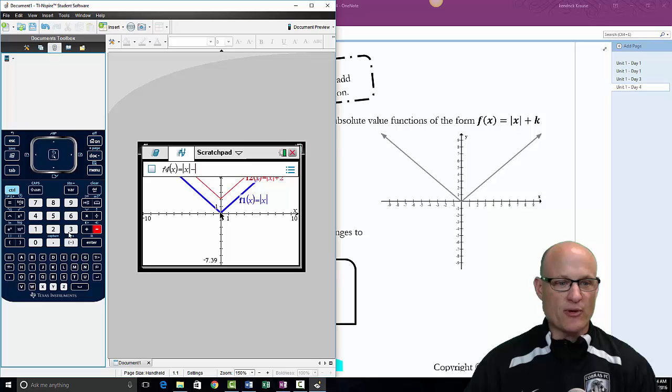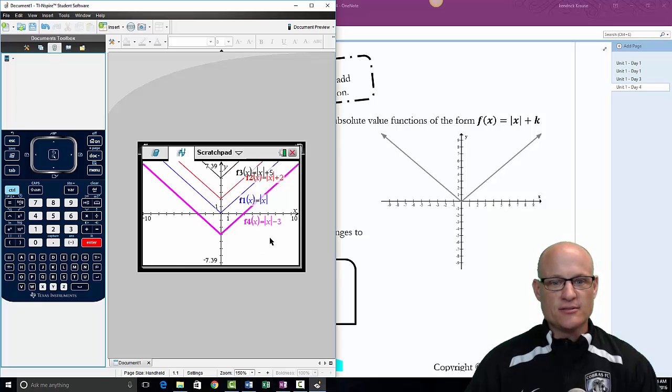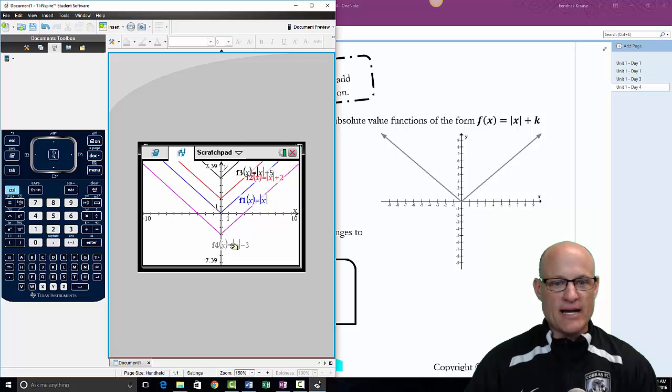Now this should come as no surprise. Make sure you don't use this button. This is a negative button. That's not what we want. We want minus 3. All right, so minus 3 moved the blue one down. The original was just right here, and this is the original right here. I don't know why it doesn't like me doing that. And then the red one moved up, and the black one moved way up.